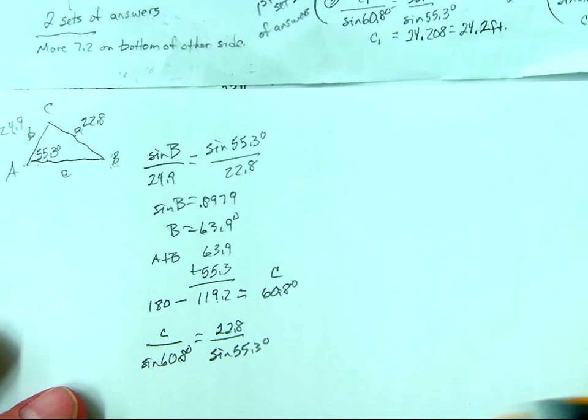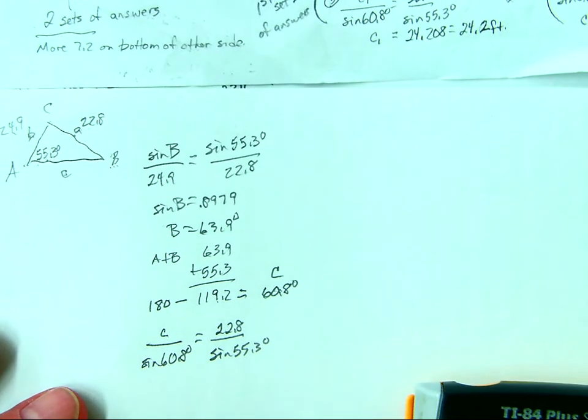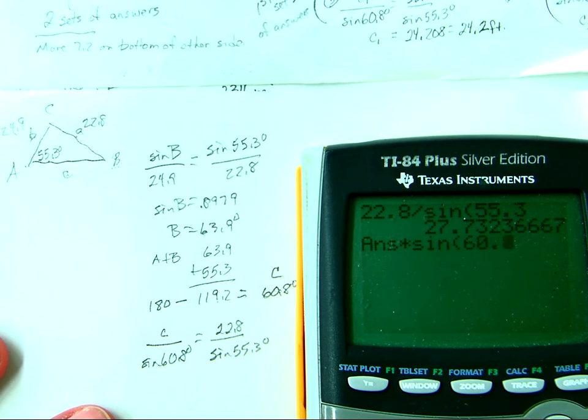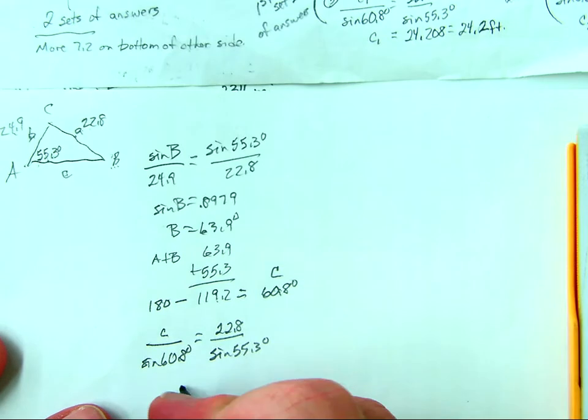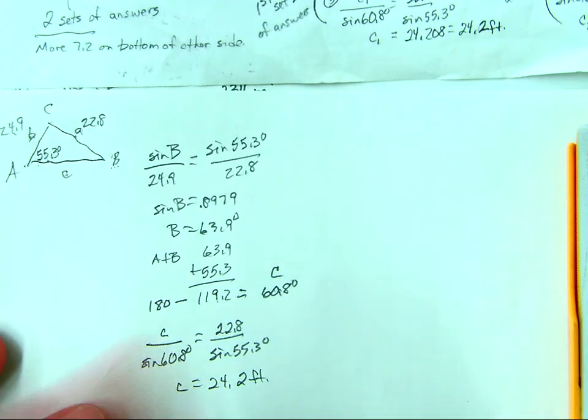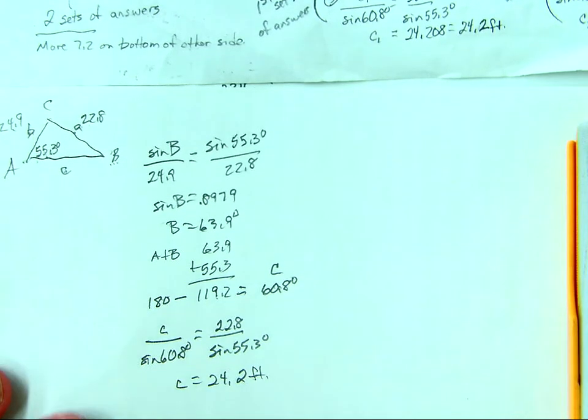Now we do that on our calculator. So we take 22.8 divided by the sine of 55.3 and take that times the sine of 60.8. I get 24.208. So side C is 24.2 and we are in feet. Okay? So we solved the one set of problems right there. So we don't do anything different there, just like we normally do.